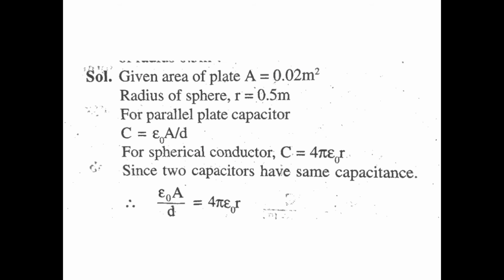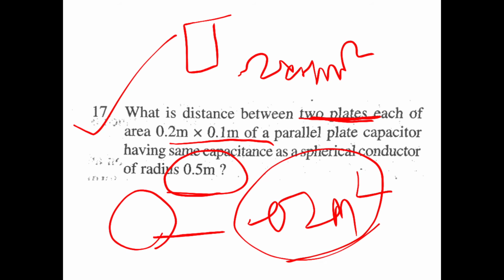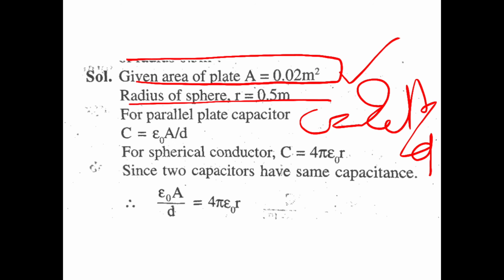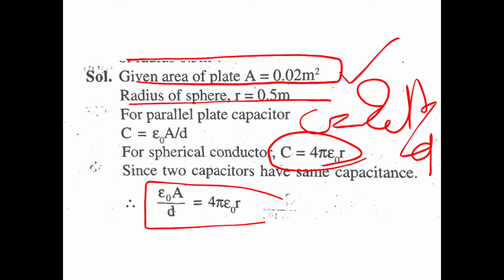Given the area of the plate, we have already determined this, 0.02 meter square, and the radius of the sphere. For a parallel plate capacitor, we know the capacitance C is equal to epsilon 0 A by D. For the spherical conductor, C is equal to 4 pi epsilon 0 R. Since the two capacitors have the same capacitance, these are equal.